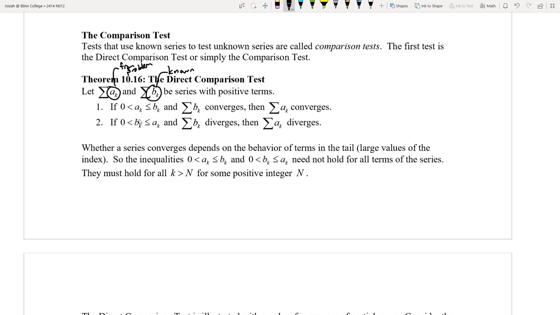On the other hand, if we have a series that we know diverges, and we know that a sub k is greater than that, then a sub k will diverge also. So b sub k will sort of act as a floor that's moving up and pushing a sub k up, making it so both diverge. As it says here, we only need to really look at terms in the tail. We don't necessarily have to have these inequalities for all terms, but just for some after some positive integer n.